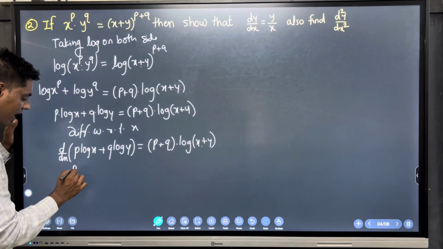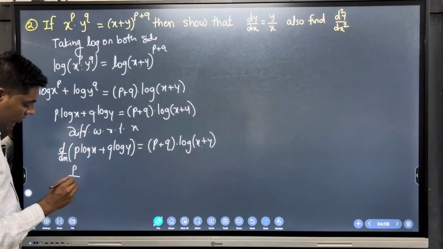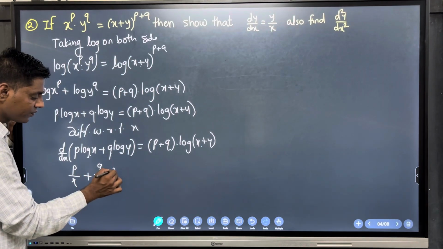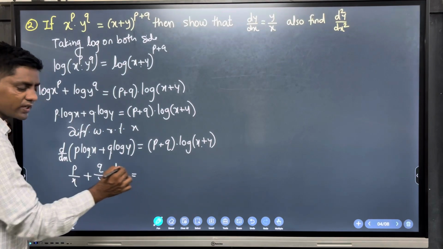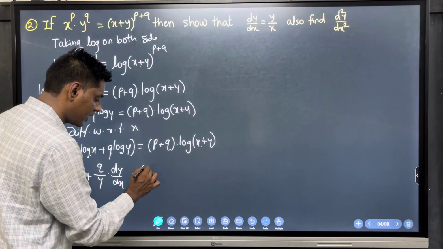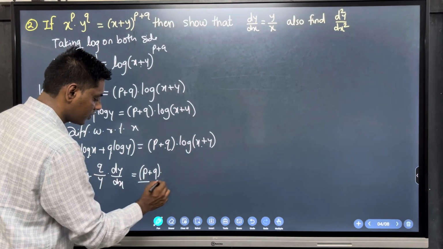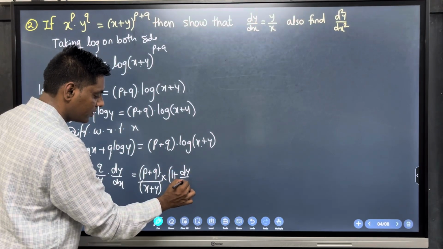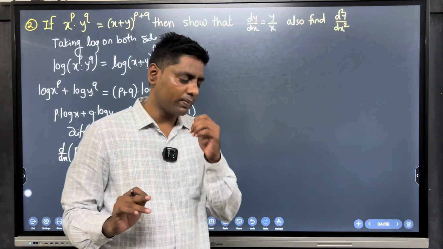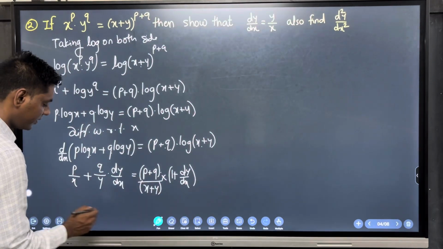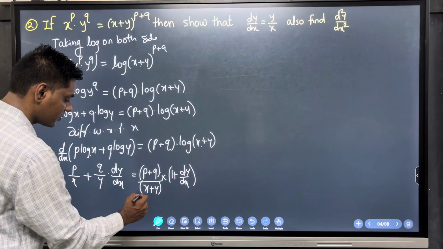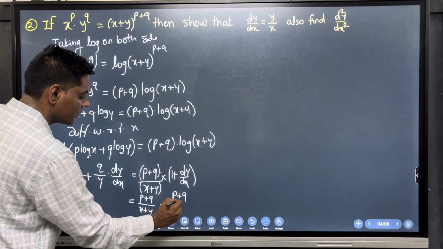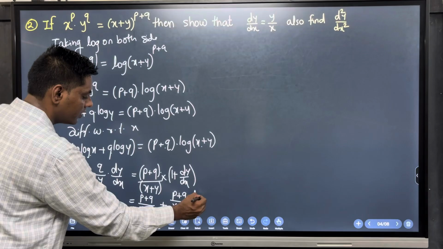So solve here, p is constant, the derivative of log of x is 1 upon x, plus, now q is constant and the derivative of log of y is 1 upon y into dy by dx. So we complete the derivative of one side. Next side, p plus q is constant, write down as it is. And next the log, so the derivative is 1 divided by x plus y, take the derivative of that, 1 plus dy by dx. Question is completed. Simple. After applying the derivative, just bracket expansion. So whenever we expand the bracket, we get p plus q divided by x plus y, plus p plus q divided by x plus y into dy by dx.